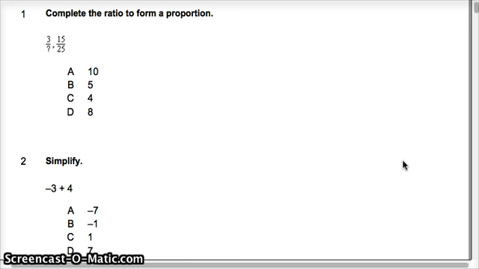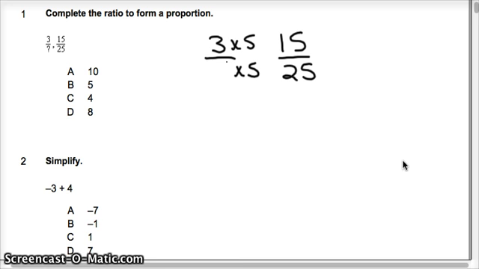So this one here, they ask us to complete the ratio to form a proportion. So we have 3 over something and 15 over 25. If we look at it, we know that 15 out of 25, that is 3 parts of 5 are in 15. So we want to know how many parts of 5 are in 25, and that answer would be 5.